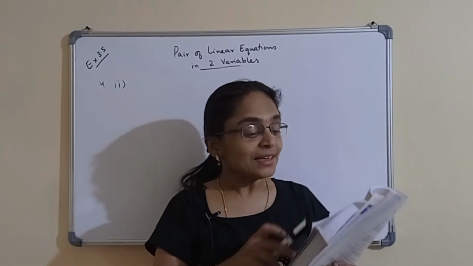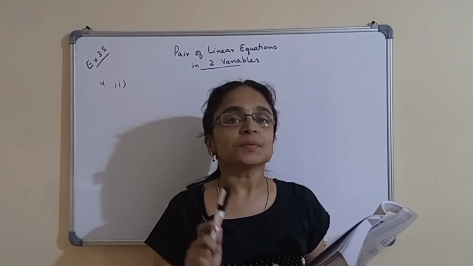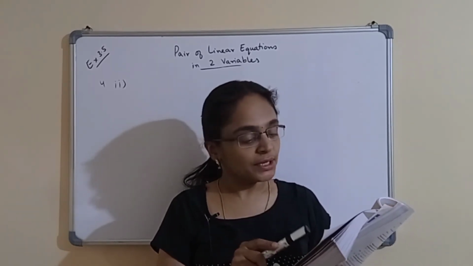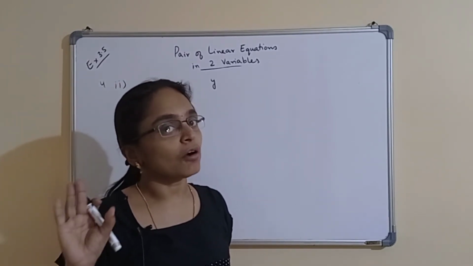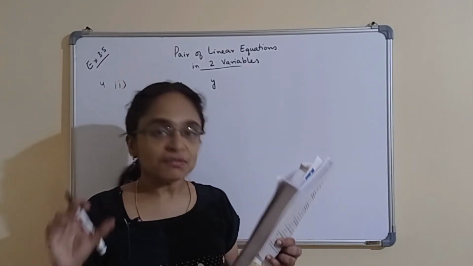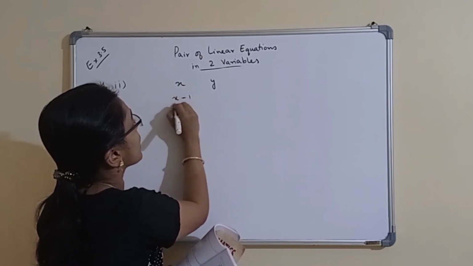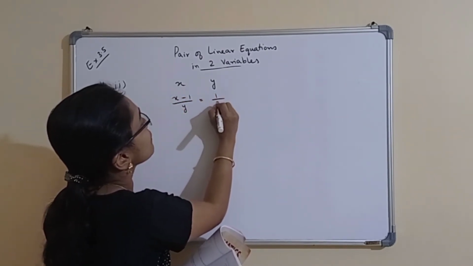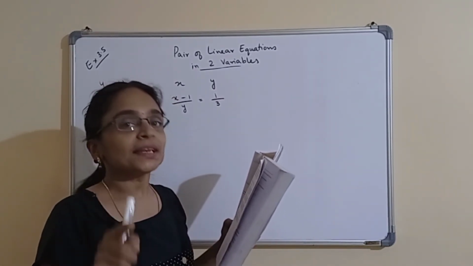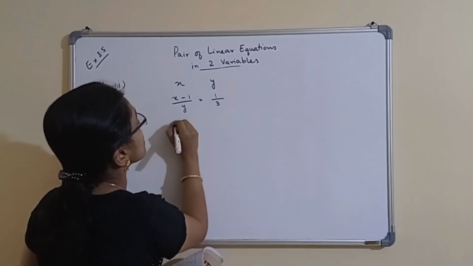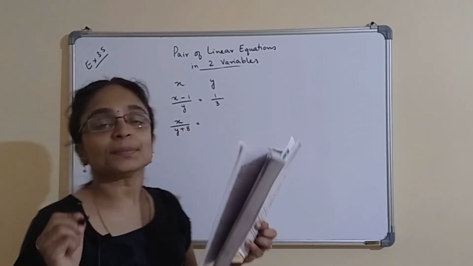Next question. A fraction becomes 1 by 3 when 1 is subtracted from the numerator and it becomes 1 by 4 when 8 is added to the denominator. Find the fraction. So, let x and y be the numerator and denominator of the fraction. When 1 is subtracted from the numerator, it becomes 1 by 3. So, x minus 1 by y is equal to 1 by 3. Now it becomes 1 by 4 when 8 is added to the denominator. So, x by y plus 8 is equal to 1 by 4.